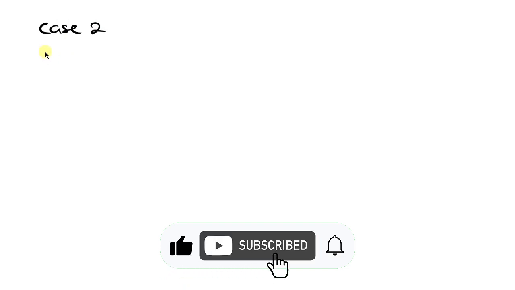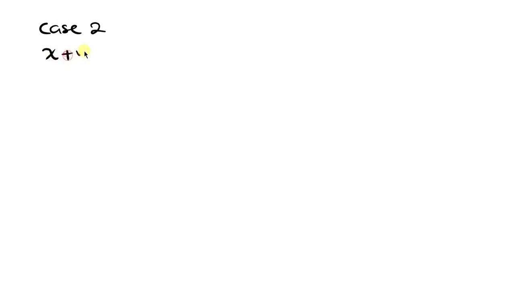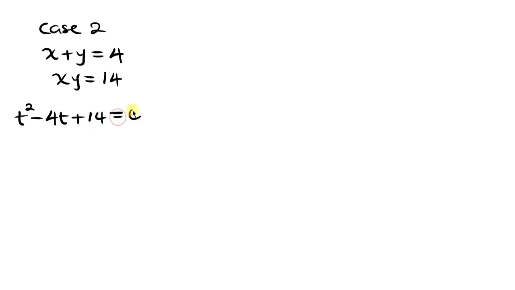Now for the second case, let's call that case 2. We're still going to be recalling our first equation, which is equation 1: x plus y is equal to 4. Then for our second case, we have xy to be equal to 14. Like our statement, let x and y be the roots of the quadratic equation. We're still going to be using t, so t squared minus the sum of roots. The sum of the roots is 4, so 4t, then plus the product of roots. The product of roots is 14, and this is equal to 0.